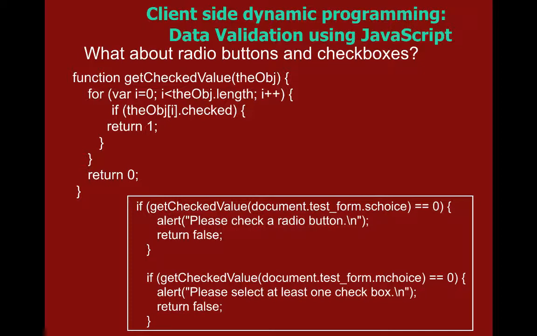When it's passed into getCheckedValue, the object, whether it's a radio button or checkbox, is an array, and the function goes through every element of the object and checks whether it has been checked or not. If none of them has been checked, it will return 0 or false. If at least one of them has been checked, it will return true. That goes for both the radio button and checkboxes. And there are other examples which we will see in the labs and up on LMS itself.